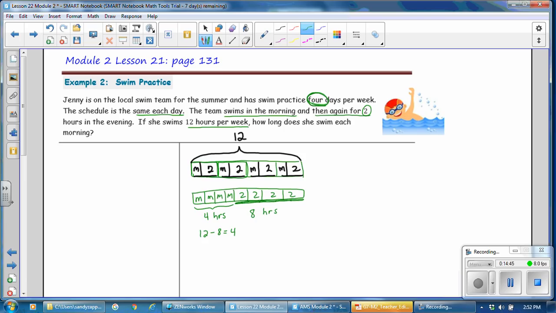Now those 4 hours need to be split up evenly among the 4 days. So 4 hours divided by 4 days is going to give us our answer. 4 hours divided by 4 days equals 1. 1 what? 1 hour per morning.